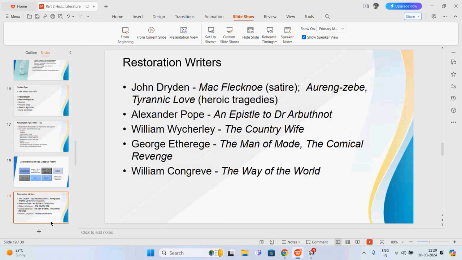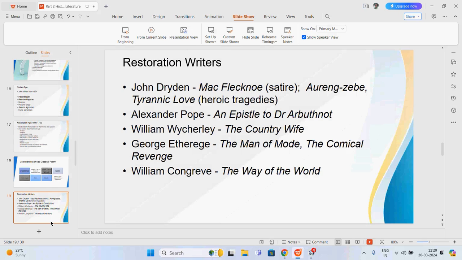Some of the important Restoration writers and sample works are given there on your slide. John Dryden, who wrote Macflecknoe, it is a poem, it is a satire. Aurangzeb and Tyrannic Love are his heroic tragedies or Restoration tragedies. Tyrannic Love is considered to be one of his greatest heroic tragedies. Alexander Pope's poem, An Epistle to Dr. Arbuthnot, is given there on your screen. Another short poem popularly prescribed for students is The Rape of the Lock.